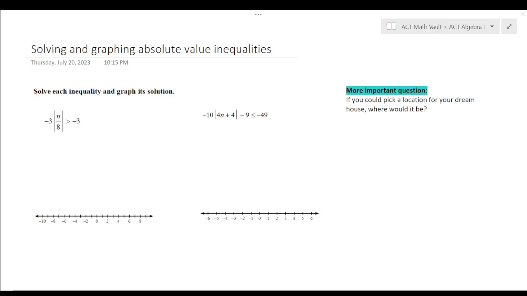Here are the two problems that we'll do, and to make sure we don't take ourselves too seriously, let's think about the fun question. If you could pick a location for your dream house, where would it be?